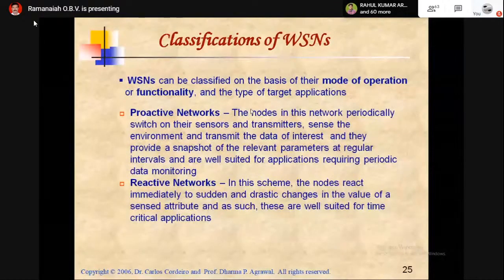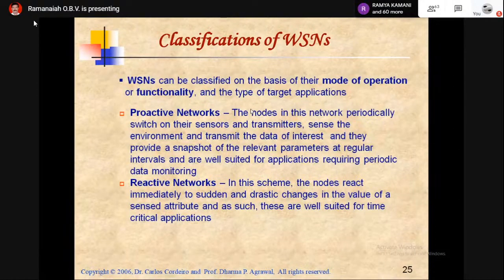So here, what is time criticality? When the temperature has crossed a threshold value, some action is necessary. Otherwise, there may be catastrophe in the industry. Or if it is the case of some chemical plant where the leakage of gas is detected, right? So when the gas is leaked, at that time it is going to report. It is going to raise the alarm, right? So then it is reported to the base station. So these are suitable for time critical applications.